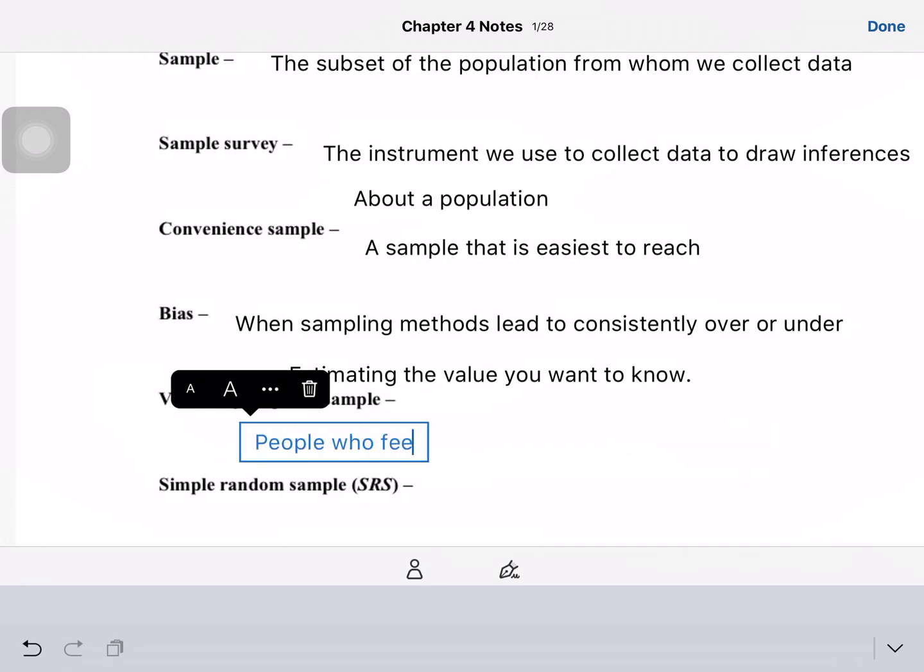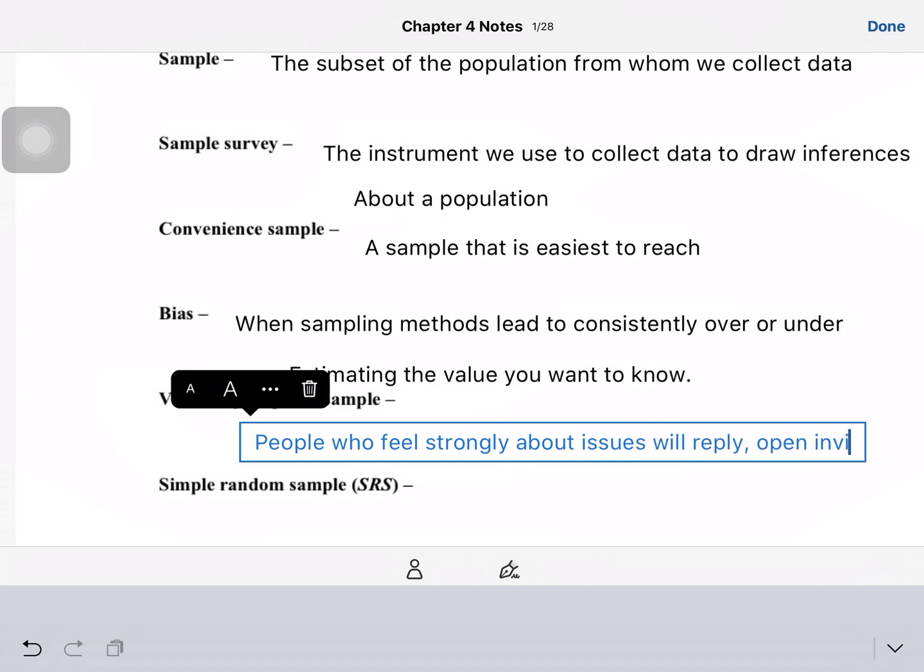People who feel strongly about issues will reply. It's an open invitation, so anyone can reply.